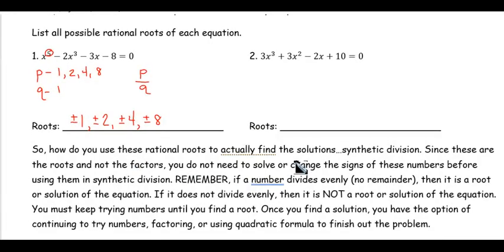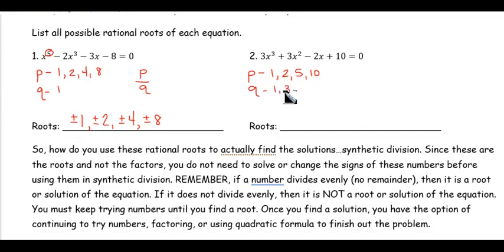All right, in number 2, we're going to do the same thing. Check to see if our polynomial equation is in standard form, and this one is. I'm going to focus on the first term and the last term. We'll start with the last term. We're going to write down all the possible factors of 10. 1, 2, 5, and 10. Then I'm going to look at the first term, 3. What are all the possible factors of 3?